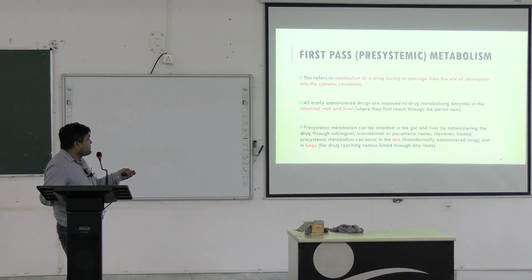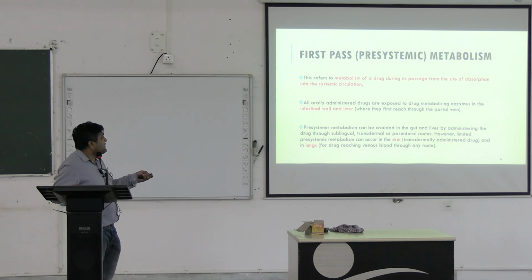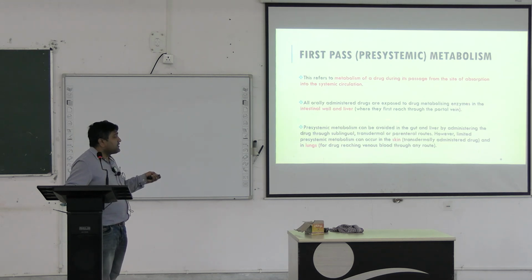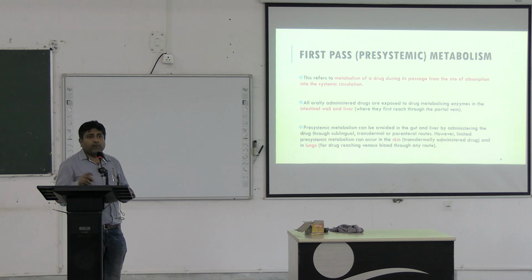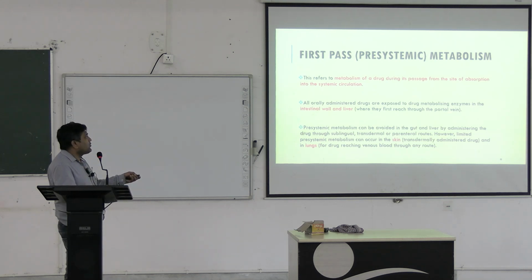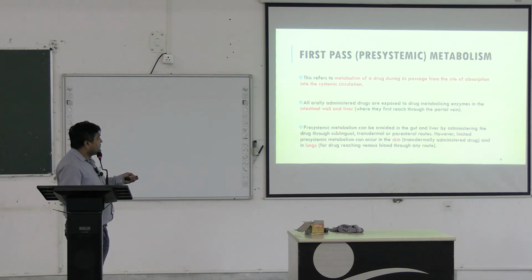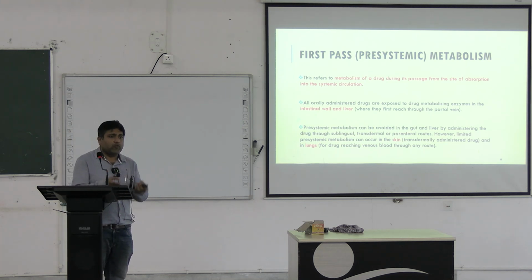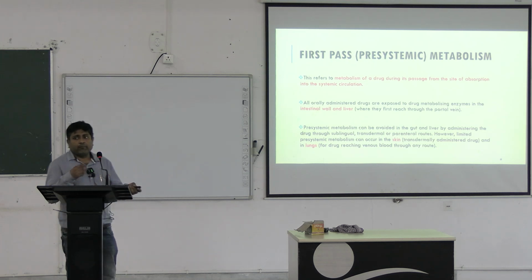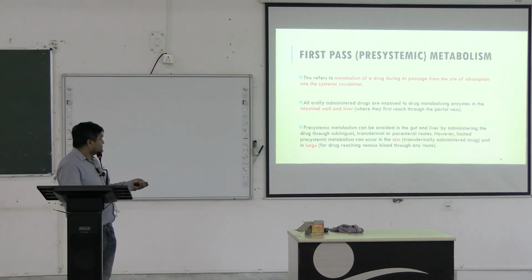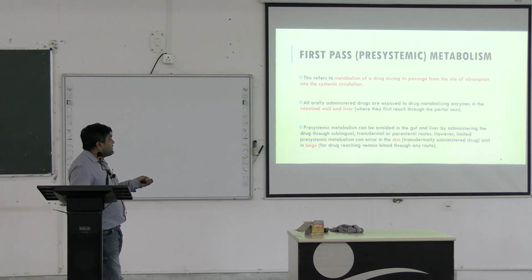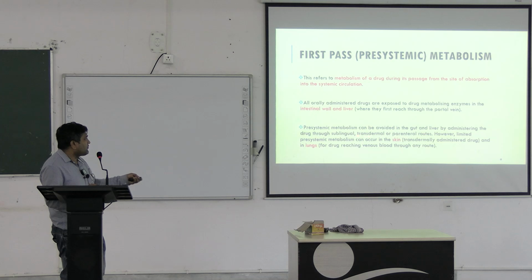All orally administered drugs are exposed to drug metabolizing enzymes in the intestinal wall and liver. These are the two most important sites of first pass metabolism, where drugs reach through the portal vein. Pre-systemic metabolism can be avoided in the gut and liver by administering the drug via an alternate route like sublingual, like transdermal patch and others. However, limited pre-systemic metabolism can occur in the skin when administered via the transdermal patch and in lungs for drugs reaching venous blood through any route. So, these are some other sites of first pass metabolism.